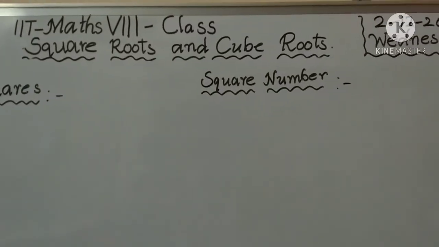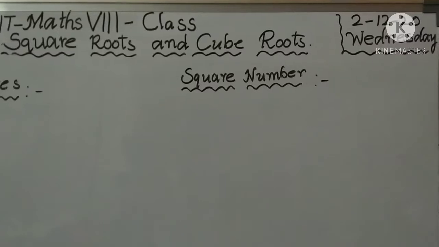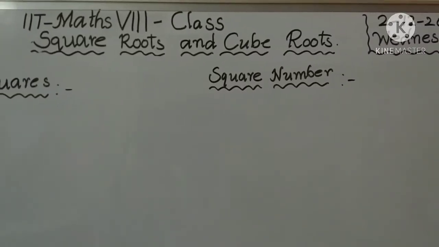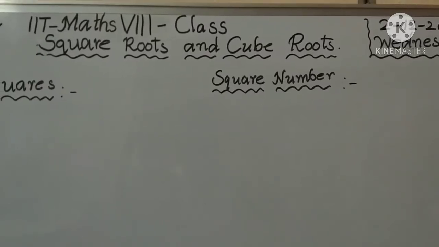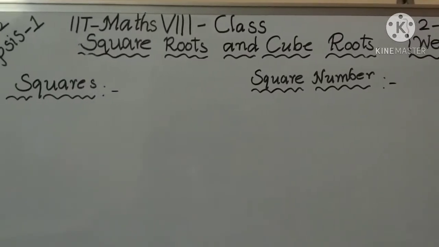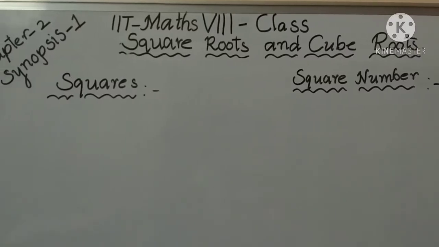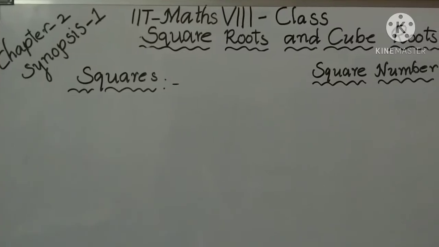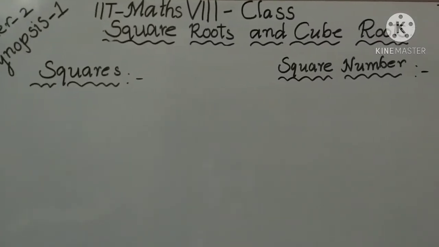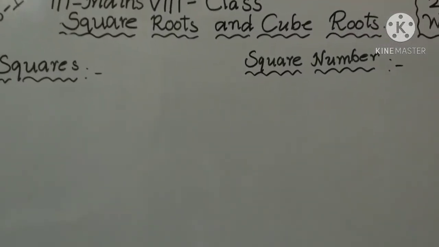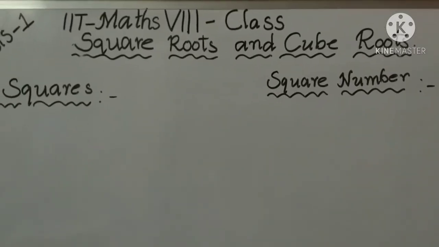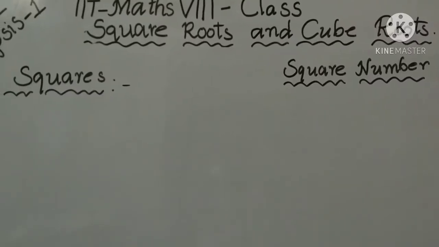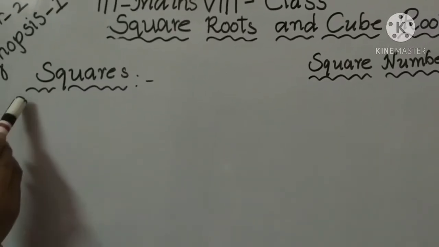We already learned square roots and cube roots in the 8th class Maths, 6th chapter. So once again I am repeating chapter 2, synopsis 1. In this chapter the concepts are squares, square numbers, properties of square numbers, cubes, cube roots and properties of cube numbers. So the first one is squares.